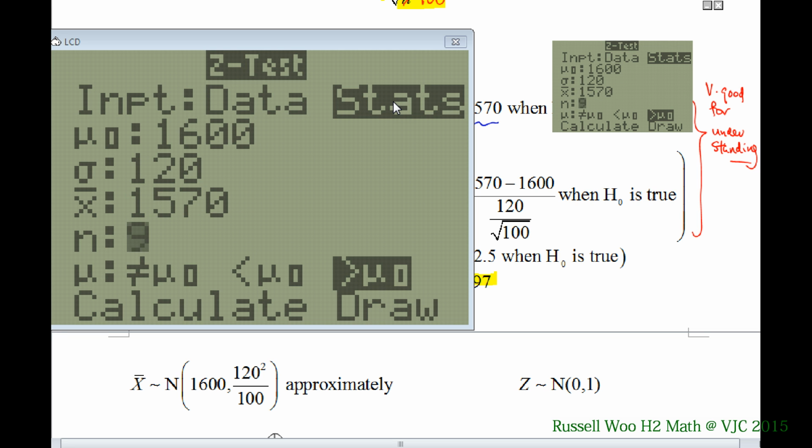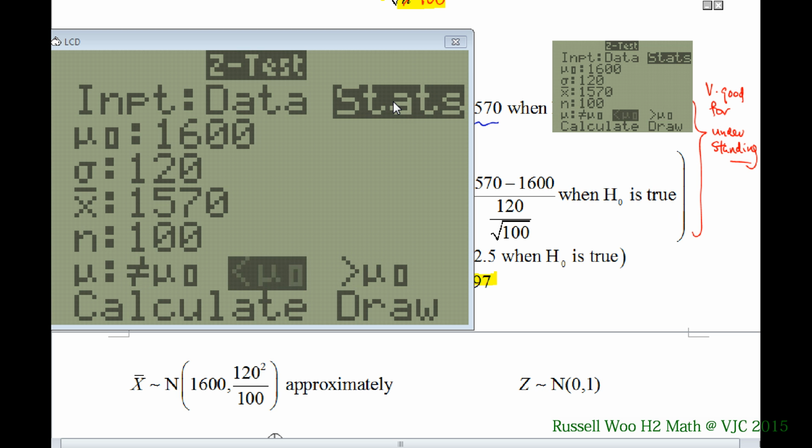What is your N? N is large, N is 100. You collect 100 data, and you want to do what tail test? One-tail test, which is here, smaller than 1600. You calculate.